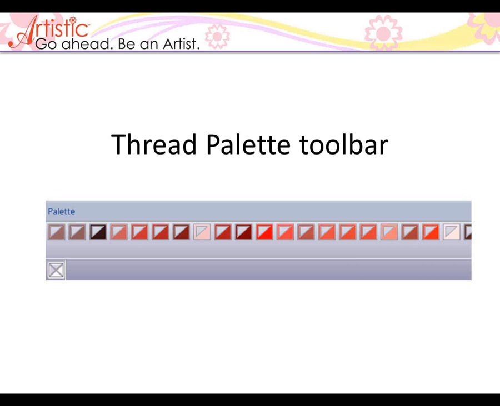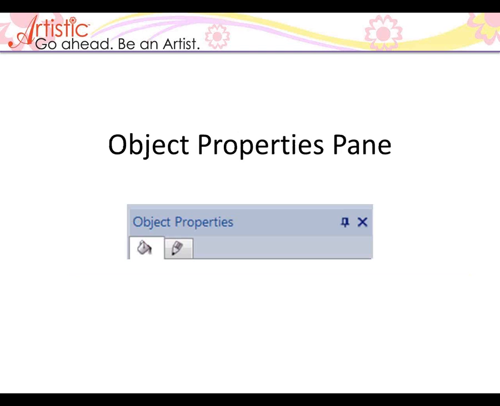Same thing for up here on your thread palette. To pick a color, if I wanted a color for my outline, I'm going to click in the top left-hand corner of that box, and that will change the color or give a color to my outline. The bottom right-hand is for the fill stitch. So we're going to be using the thread palette toolbar quite a bit as we go along as well. Object properties pane, that's going to be to the right-hand side of your workspace, and we'll be changing a few things in there as well.